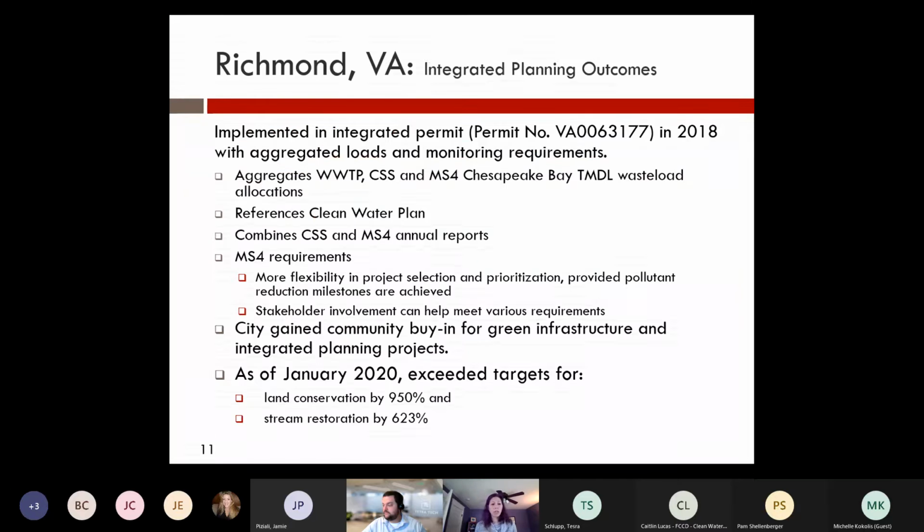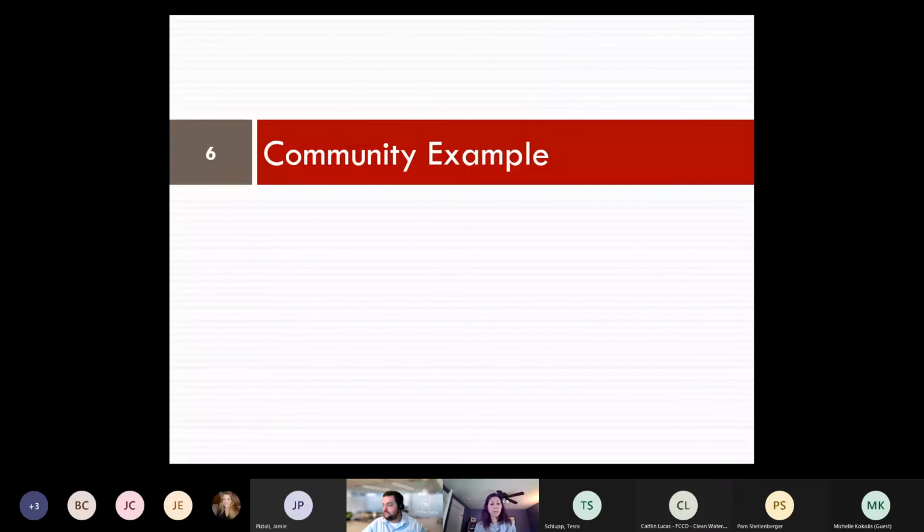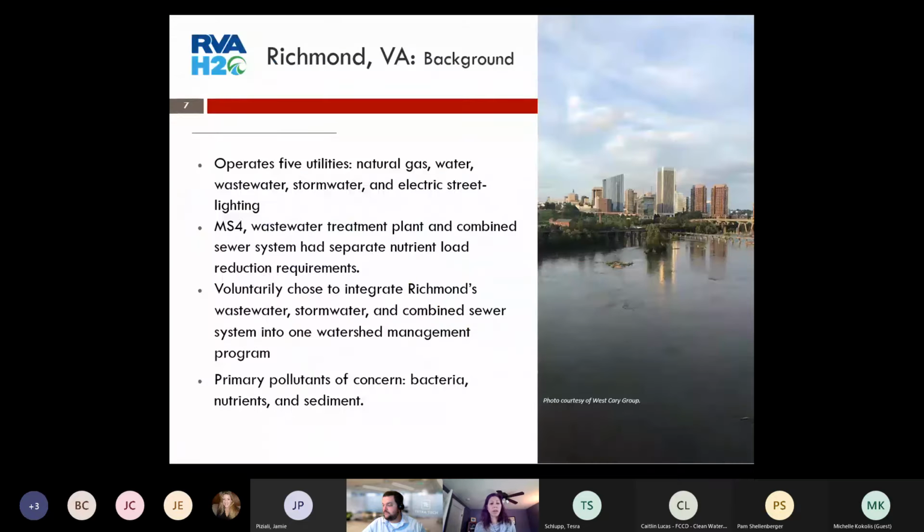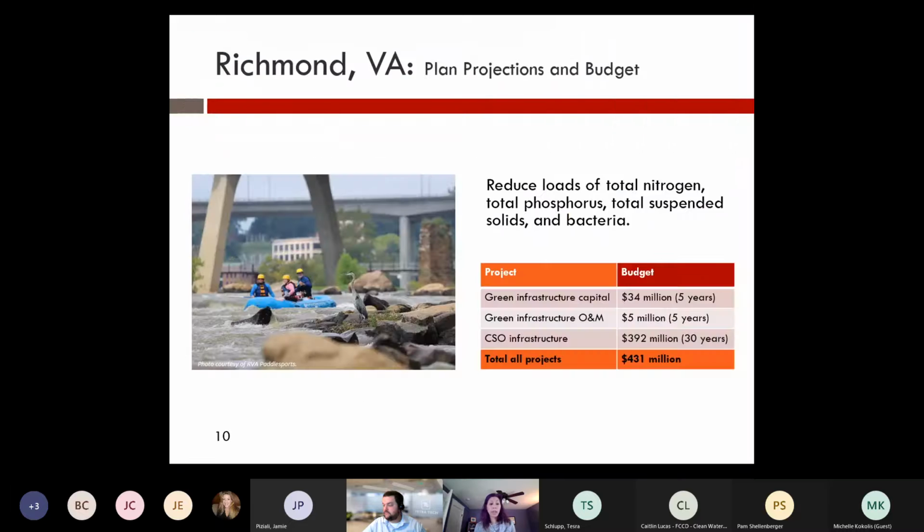So let's see. Sorry, I'm missing a slide here, but one of the other things I wanted to say is that they did extensive stakeholder outreach. And so in 2014, they began this stakeholder process. That's the slide that's missing before this one. So that's what got me a little caught off guard.